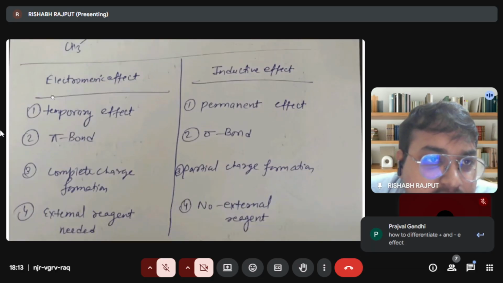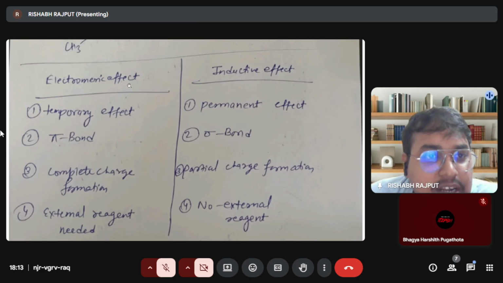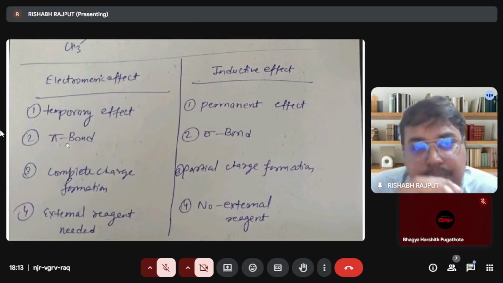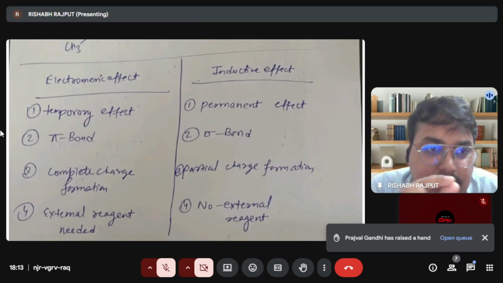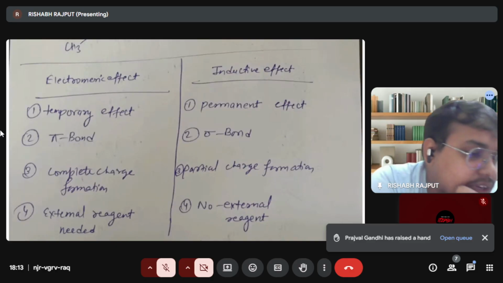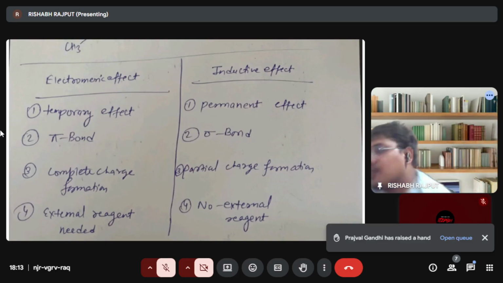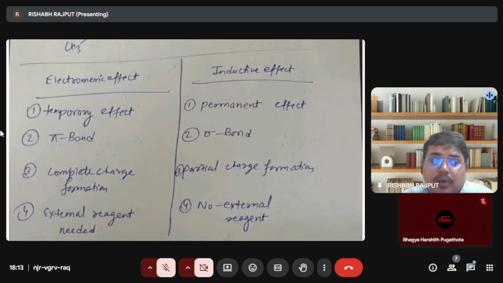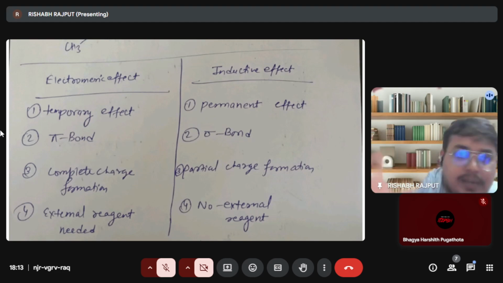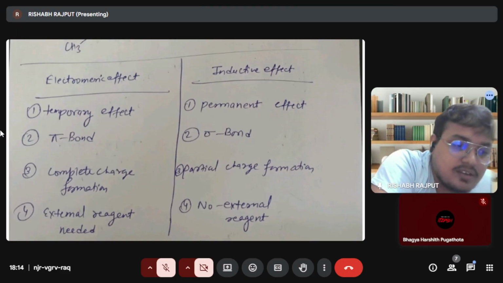Now I'm comparing the electromeric effect and the inductive effect, so you can get the idea. Simply, the electromeric effect is a temporary effect, and the inductive effect is a permanent effect. In a pi bond, electrons are there, and they shift fully. There is a plus E effect and a minus E effect. Plus E effect means the attacking reagent is a positive charge particle. Minus E effect means the attacking reagent is a negative charge particle.